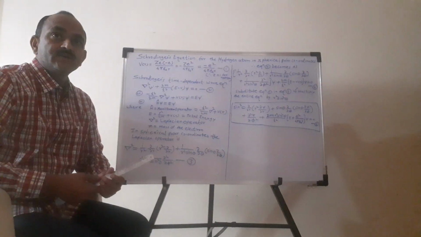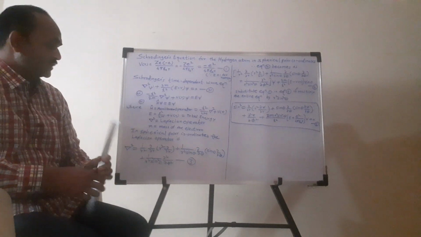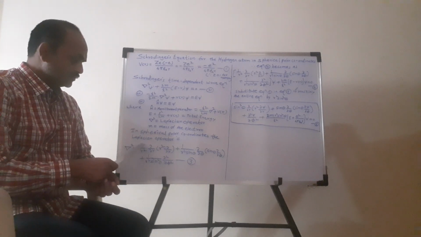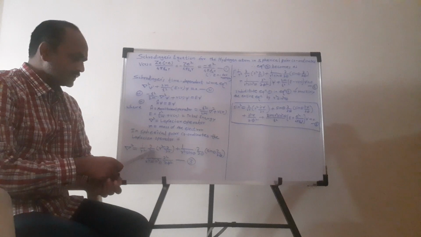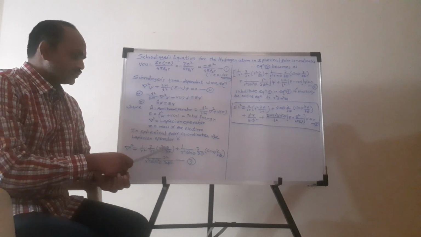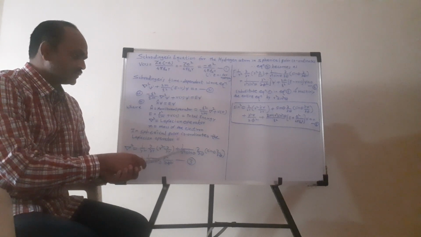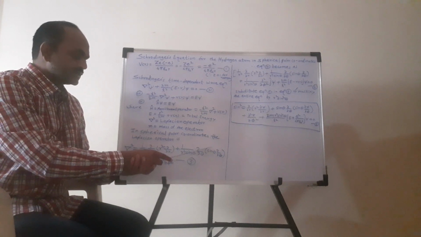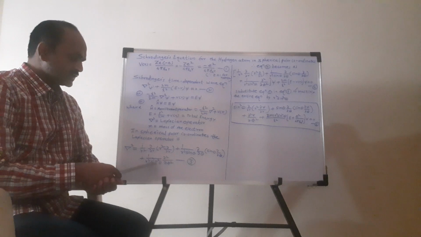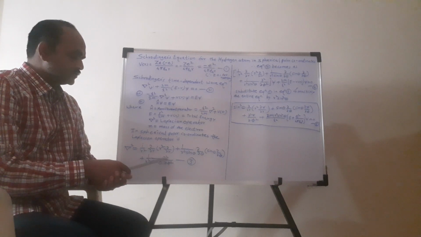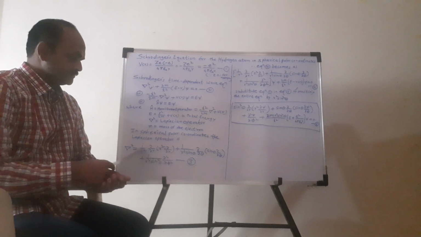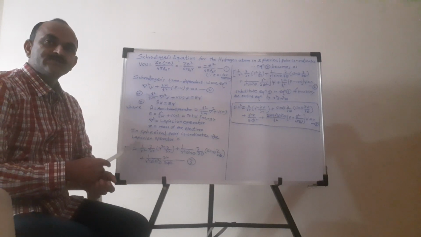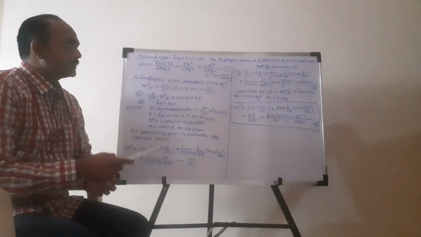So in spherical polar coordinates, the Laplacian operator is del square equal to 1 upon r square dou by dou r, r square dou by dou r, plus 1 upon r square sin theta dou by dou theta, sin theta dou by dou theta, plus 1 upon r square sin square theta into dou square by dou phi square. So this is the value of the Laplacian operator in spherical polar coordinates.